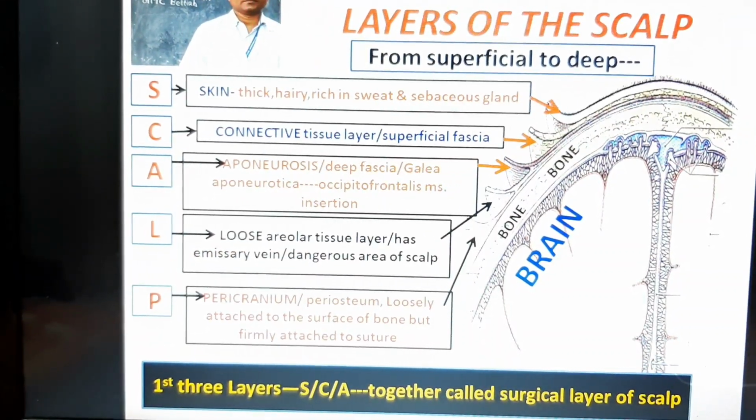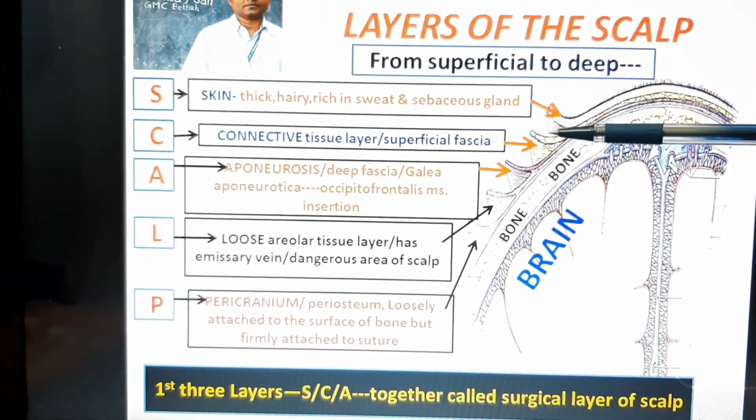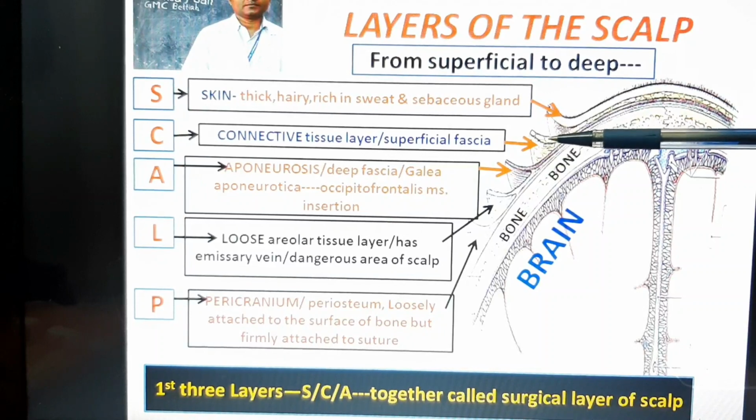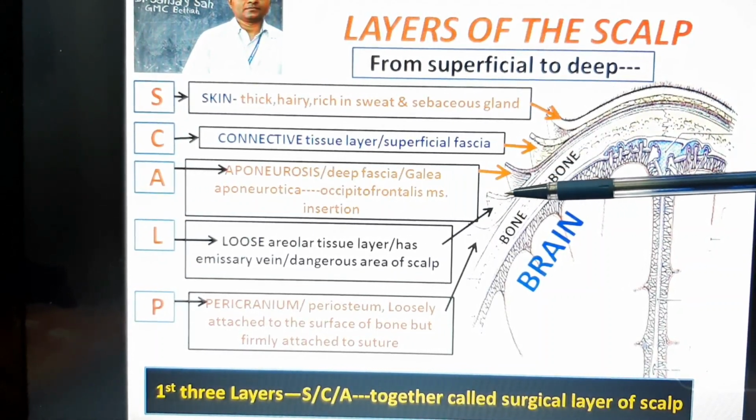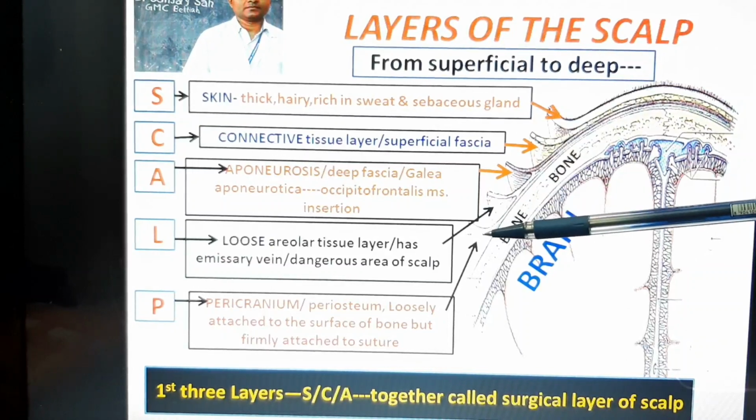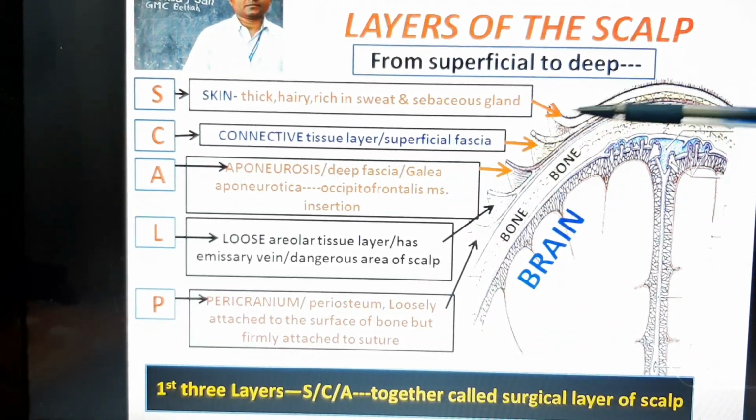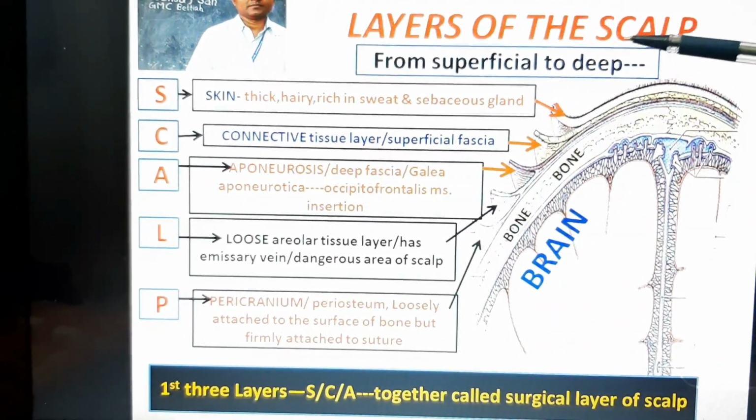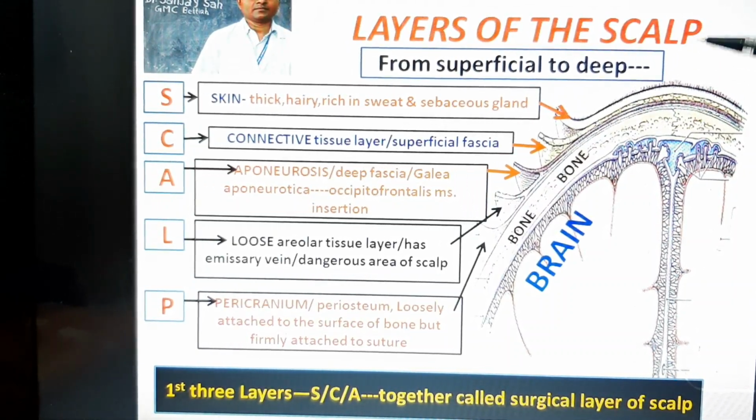Once again you can see this layer is the skin of the scalp, this is the connective tissue layer, this is the aponeurotic layer, this is the loose areolar tissue layer and this is the pericranium or periosteal layer. You can remember these layers by the name SCALP.